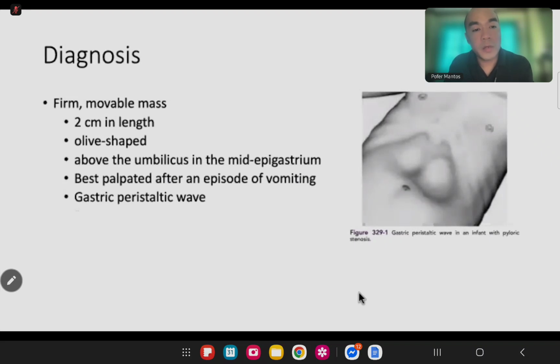So for very thin patients, you may easily recognize this olive-shaped mass, usually found at the mid-epigastrium. It can be best palpated after an episode of vomiting. And sometimes you may also appreciate this peristaltic wave, especially after feeding the child.